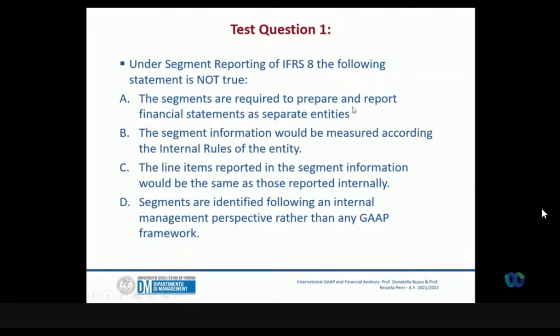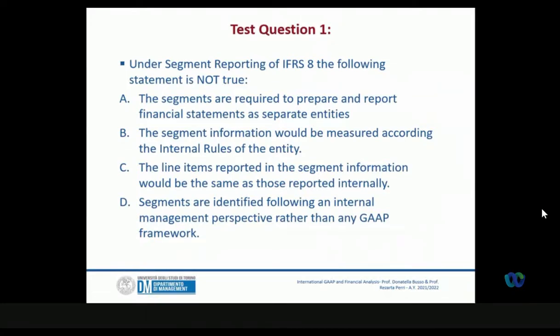The segments are required to prepare and report financial statements as separate entities. The segment information would be measured according to internal rules of the entity. This seems okay. The line items would be the same as those reported internally. That seems okay. Segments are identified following an internal management perspective rather than any GAAP or IFRS framework. Okay, that is also okay. This means that the first statement is wrong. The segments are not required to prepare and report financial statements as separate entities.